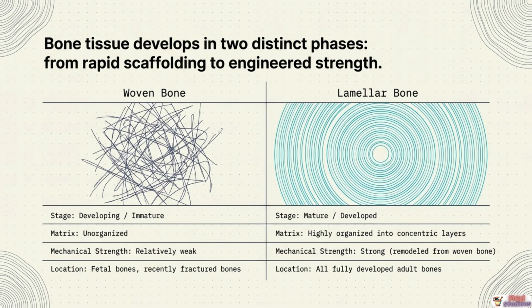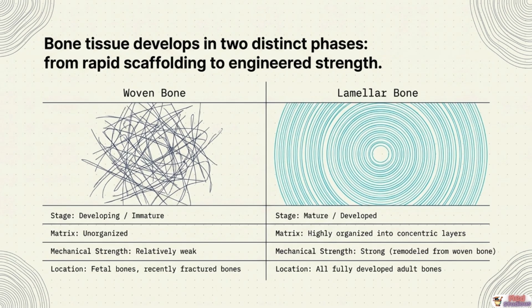Woven bone is mechanically relatively weak. The collagen fibers cannot bear load effectively in any single direction because they run in all directions simultaneously. However, woven bone forms quickly, and that speed is its advantage. It is the emergency response tissue, present in fetal bones during development, and the first bone laid down at a fracture site during early repair. Clinically, the abnormal persistence or excess production of woven bone in an adult is a hallmark of pathological states, including Paget's disease of bone. The second phase is lamellar bone, the mature, permanent form found in all healthy adult bones.